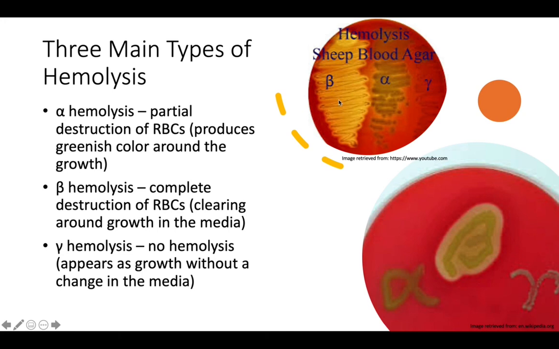That is complete destruction of the red blood cells, so it's going to appear clear. Now, not totally clear like a window, but clear like the agar you've seen thus far. So it's still going to have agar and nutrients. Or you can have gamma hemolysis, this last one over here.